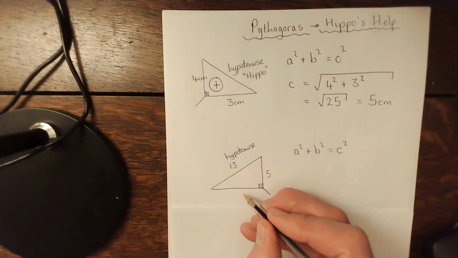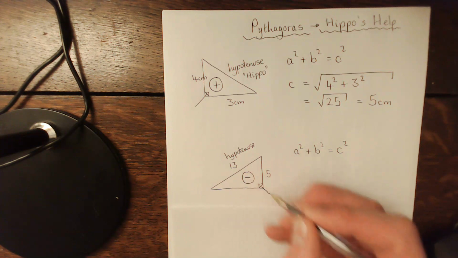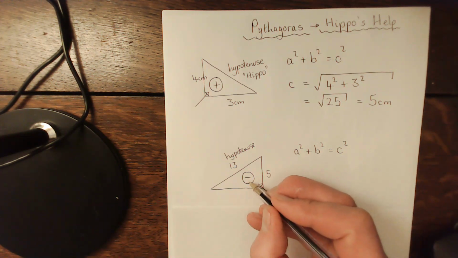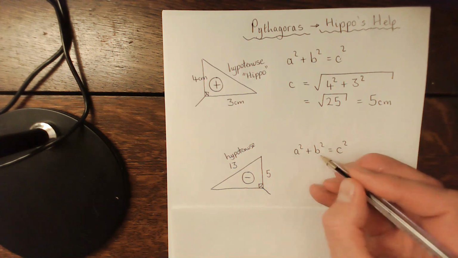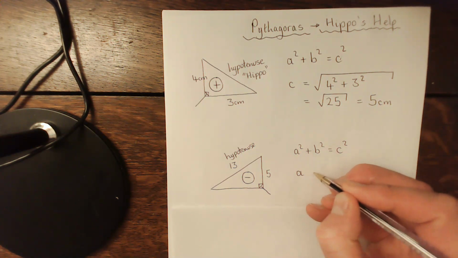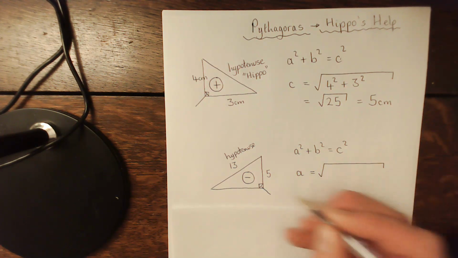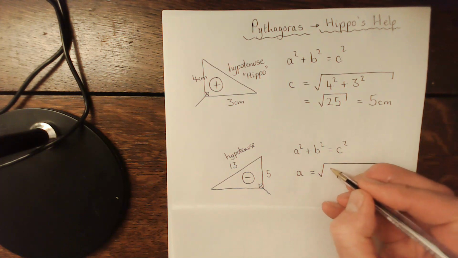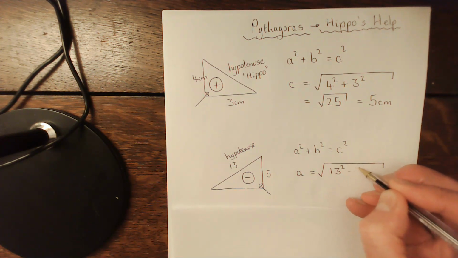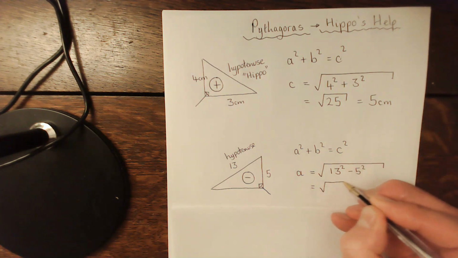And because it's smaller, it must be a takeaway. It has to be, otherwise it's going to be the bigger one. So we've got to make it smaller. And this time it doesn't matter what way round A and B go, I'm just going to choose A and I'm going for it in a oneer here. But because it's getting smaller, you need to put the hippo first. You take away 5 squared from 13 squared.